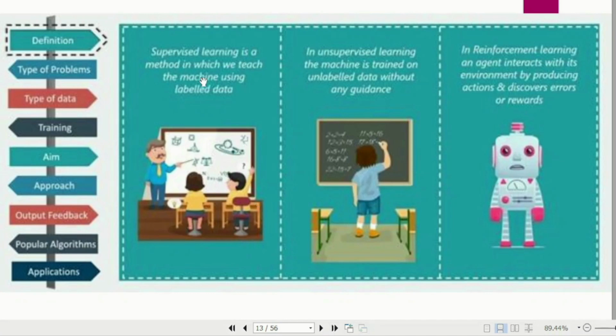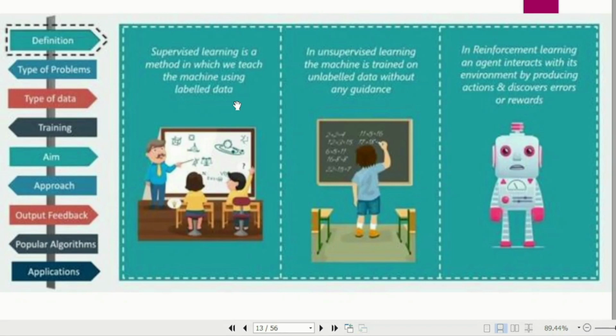Now we will discuss the learning of artificial neural networks. Basically, there are three types of learning: supervised learning, unsupervised learning, and reinforcement learning. Starting with the definition, supervised learning is a method in which we teach the machine using labeled data. Basically, to oversee or direct certain activities and make sure they are correctly done, the machine learns under guidance.